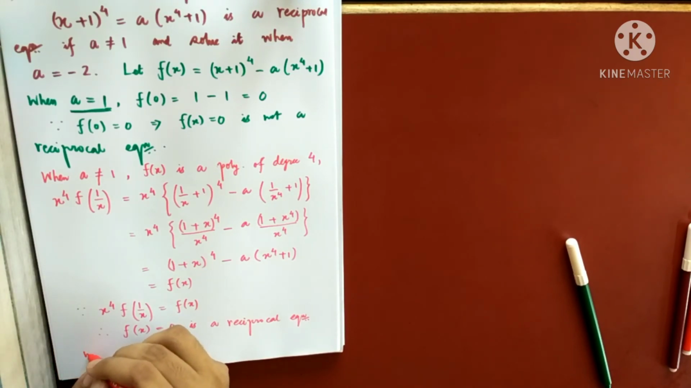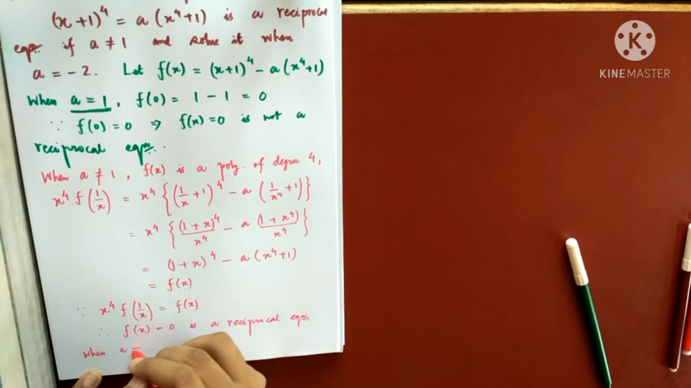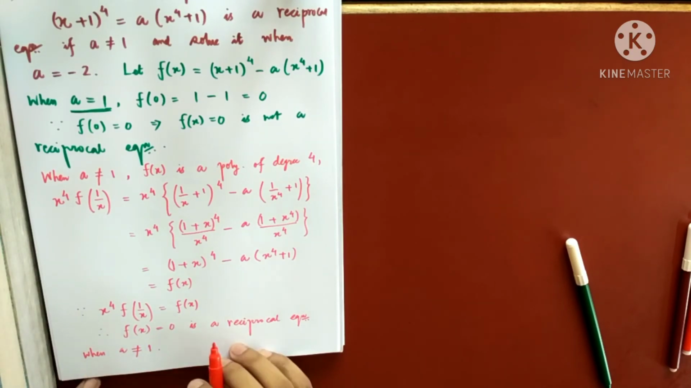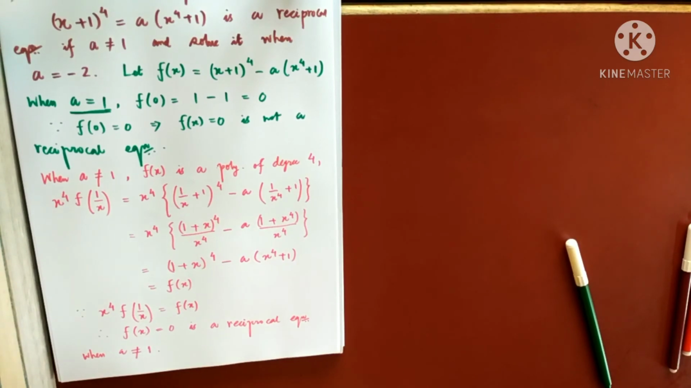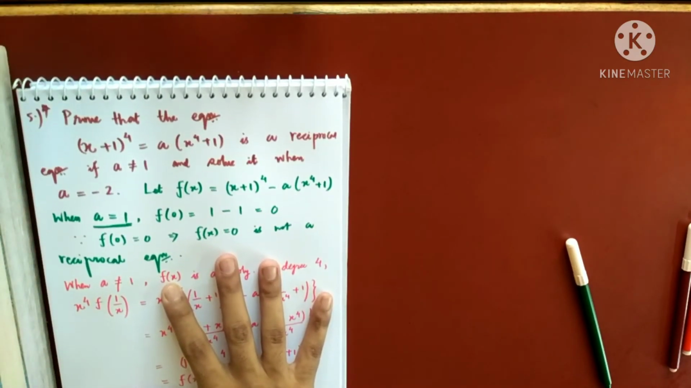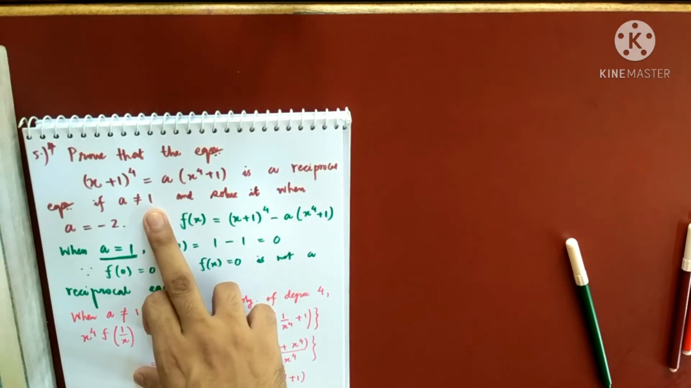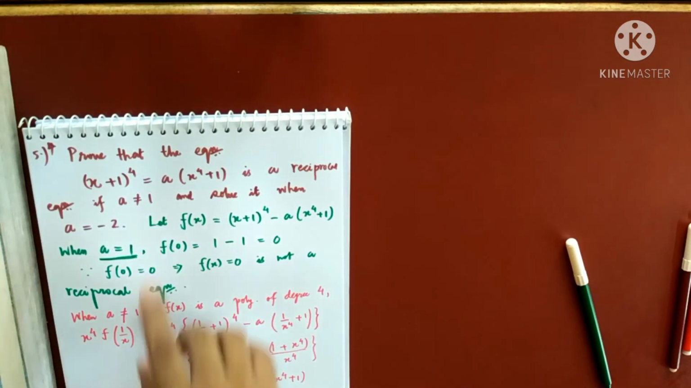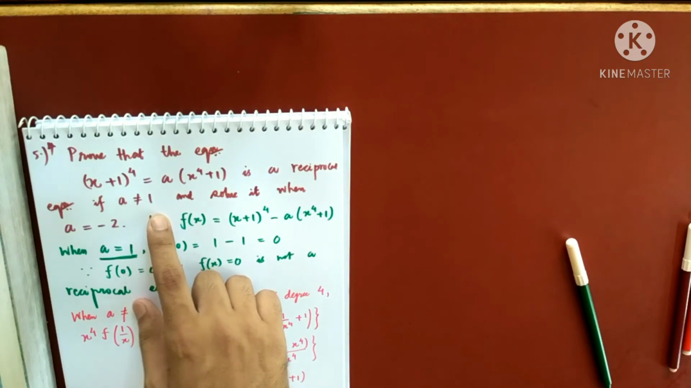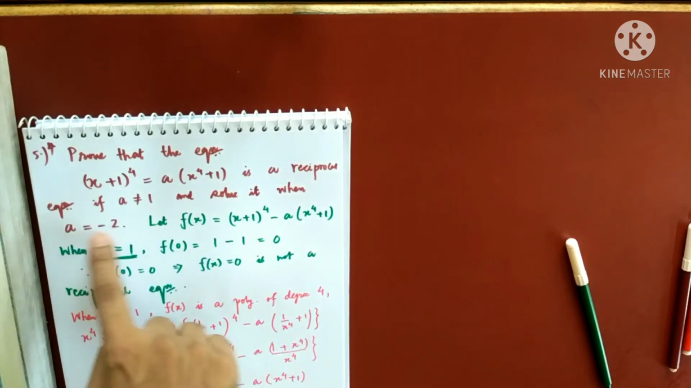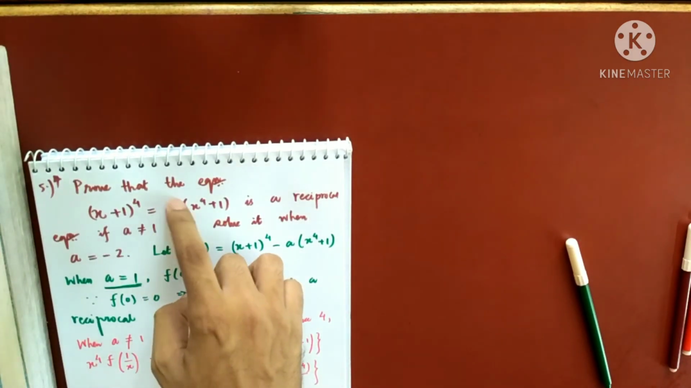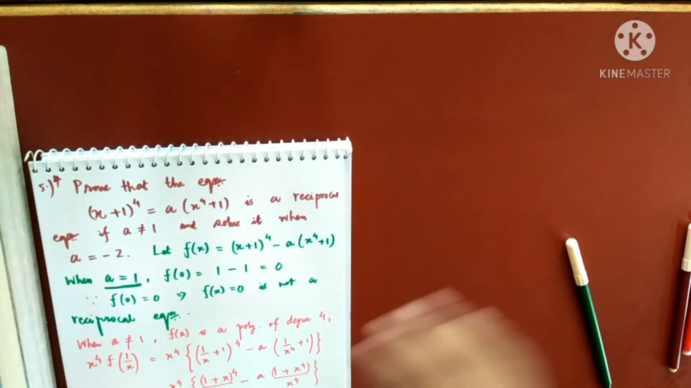when a not equals to 1. So I hope you understood this part. So I proved that this is a reciprocal equation when a not equals to minus 1, right? Sorry, when a not equals to 1. Now we will solve it when a equals to minus 2. So we'll put a equals to minus 2 and solve this reciprocal equation.